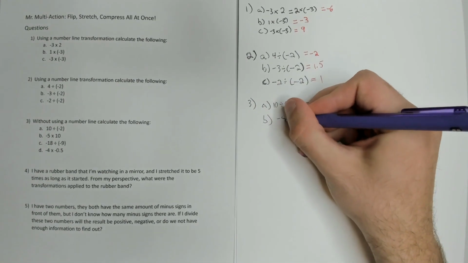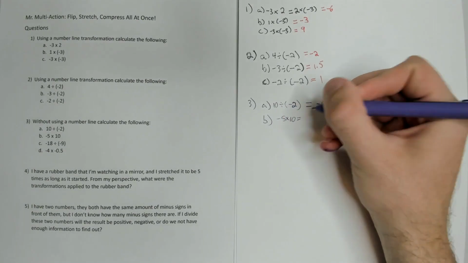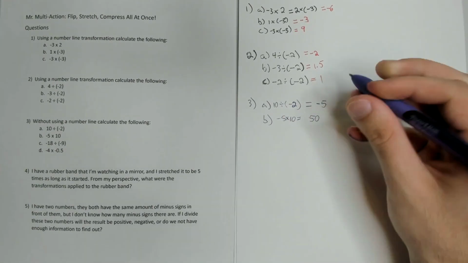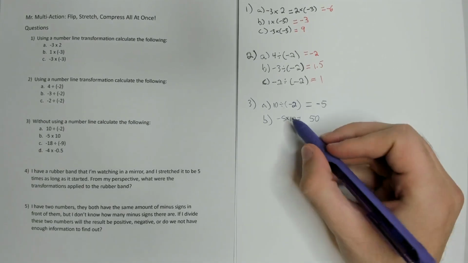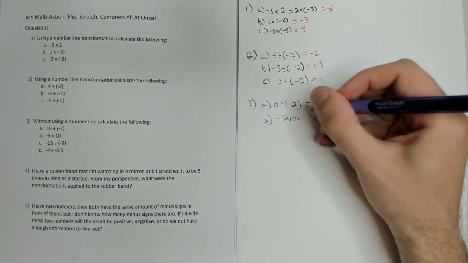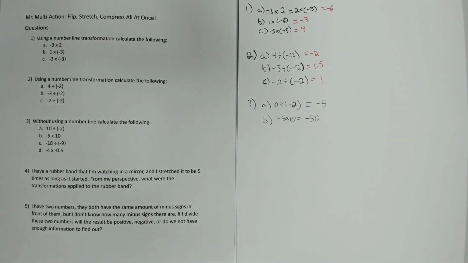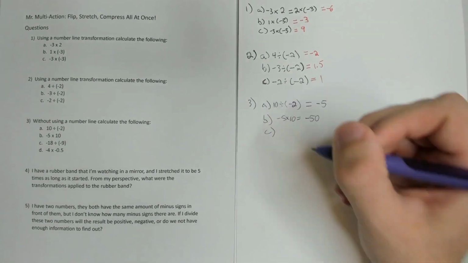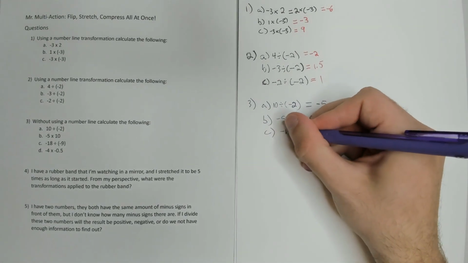Next up, we have negative 5 times 10. Well, what's 5 times 10? That's 50, right? But what's a negative times a positive? We have an uneven matching of negatives and positives, so we get negative 50. All right, negative 18 divided by negative 9.